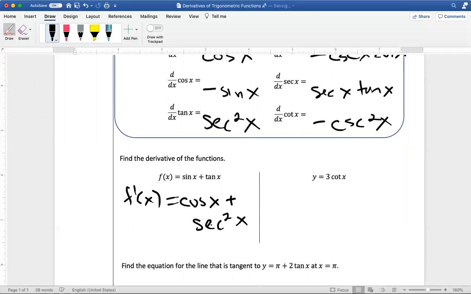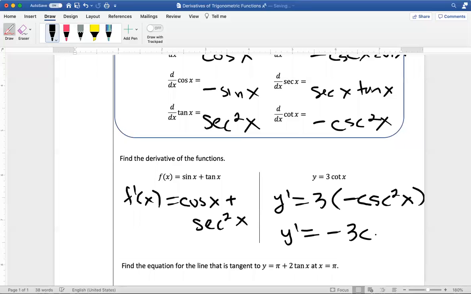secant squared x. Okay, so now the derivative of 3 cotangent x. Remember, when you have a constant in the front, the constant multiple rule says you can just leave the constant there. So 3 times the derivative of cotangent is negative cosecant squared x. We can simplify that a little bit and say negative 3 cosecant squared of x.